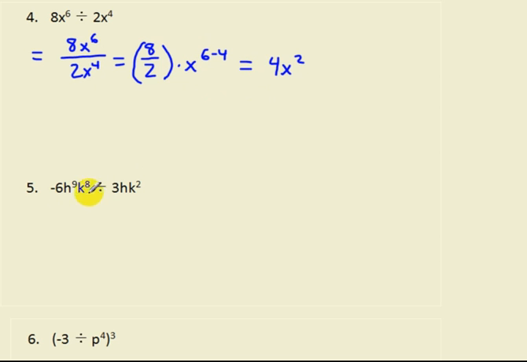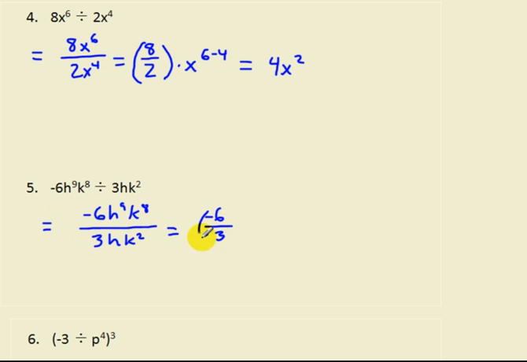Right, number 5, here we have 2 variables showing up in each term. That's okay. We'll deal with them one at a time. First of all, let's rewrite this in fraction form. So negative 6 h to the 9th k to the 8th divided by 3 h k squared. So first of all, deal with the coefficients.